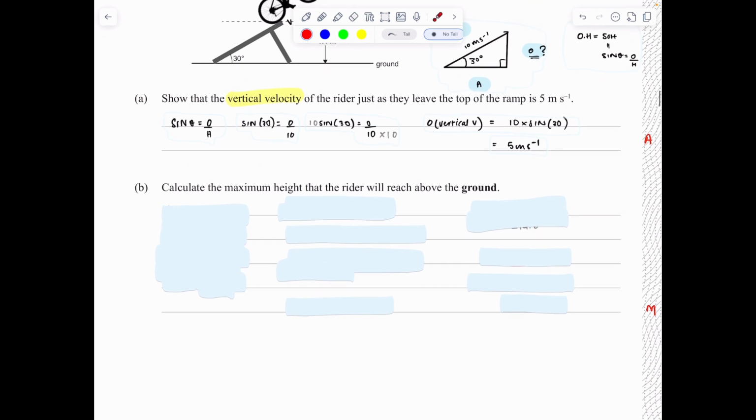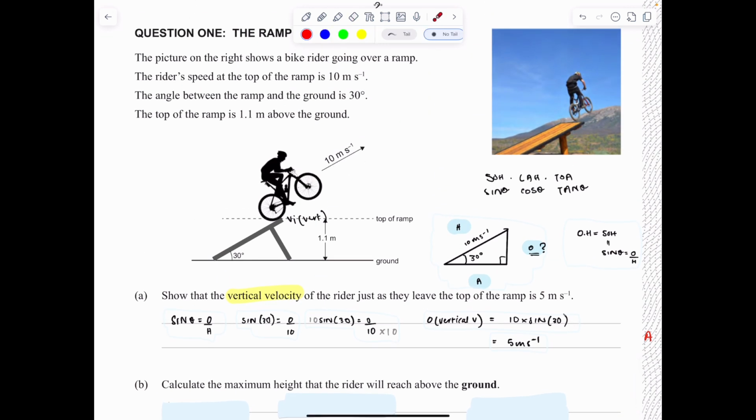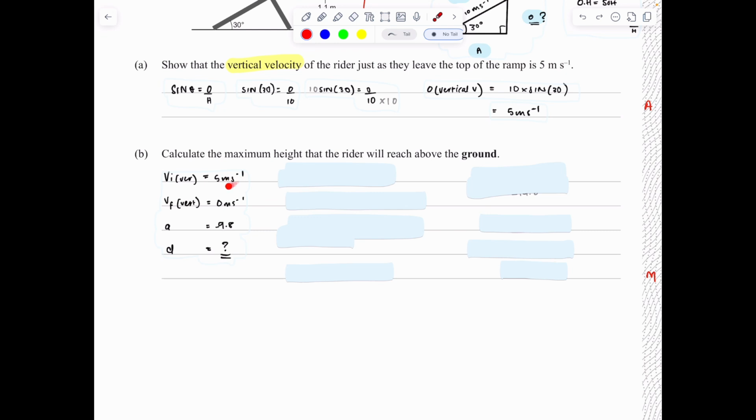I'll redraw them soon. Calculate the maximum height that the rider will reach above the ground. Okay, so to make sense of that, we want to figure out what is the maximum height that this rider will reach. We don't know what that is. Let's figure it out. The first thing that you should do is you should always figure out what you have and what you don't have. So we want to figure out our maximum height, but what we do have is our vertical velocity, which we've just calculated, and that is 5 meters per second.